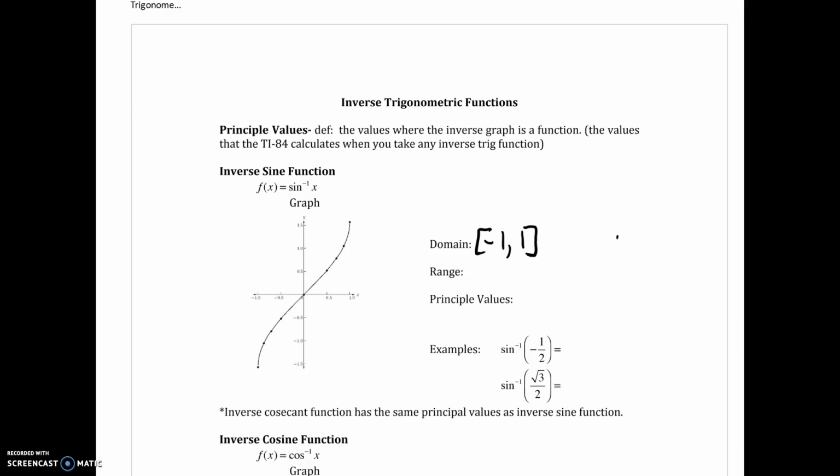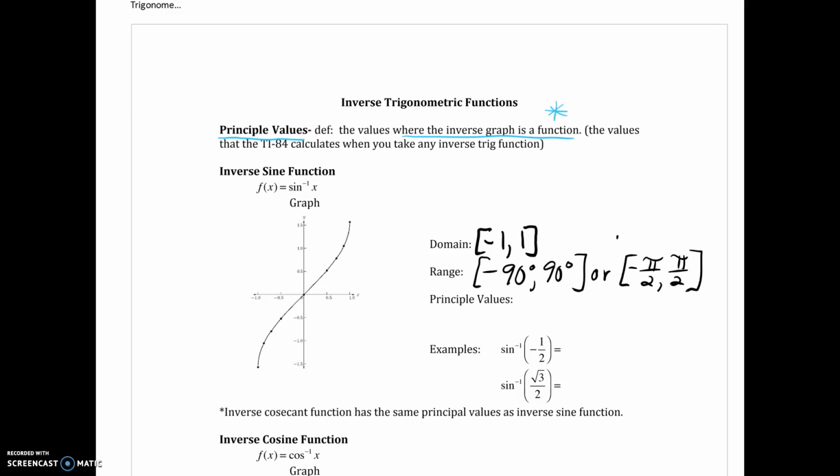The range, now it shows -1.5 to 1.5 about, it's really -π/2 to π/2. So our range here is -90 to 90, or -π/2 to π/2. Now this is an important set of values, because this range tells us what our principal values are. And if you look back up to the top, a principal value is a value where the inverse graph is a function.